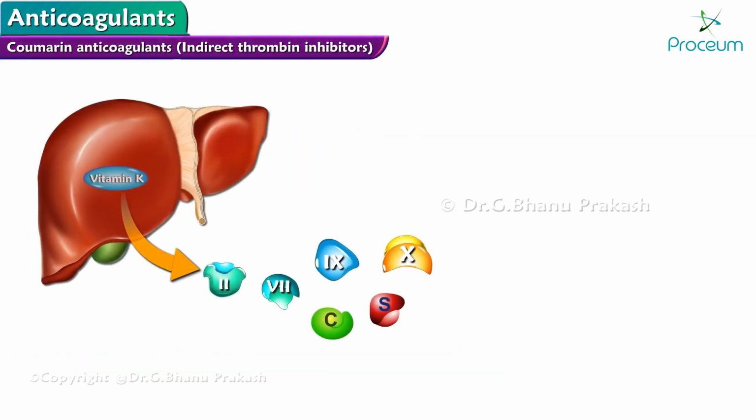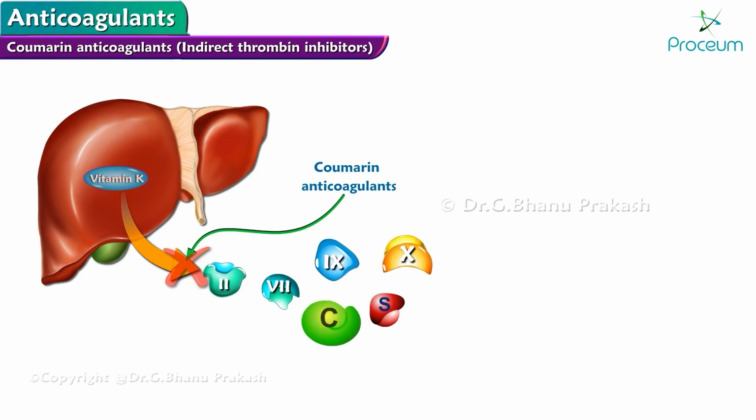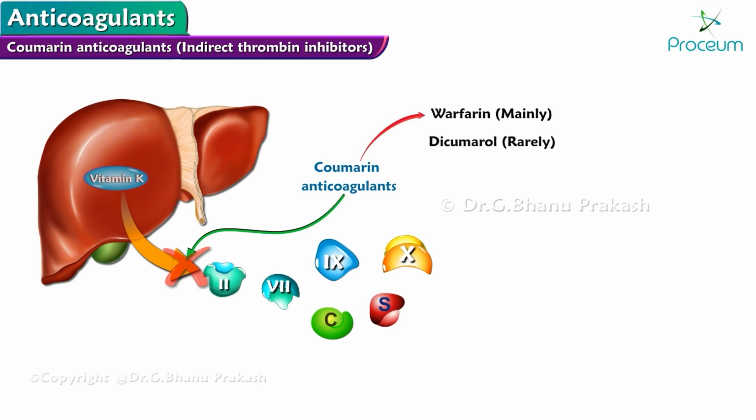Coumarin anticoagulants, indirect thrombin inhibitors. They are the antagonists for the cofactor vitamin K, which is essential in the synthesis of clotting factors like factors 2, 7, 9, 10, protein C, and S. Examples are Warfarin, mainly used, and dicumarol, rarely used these days.